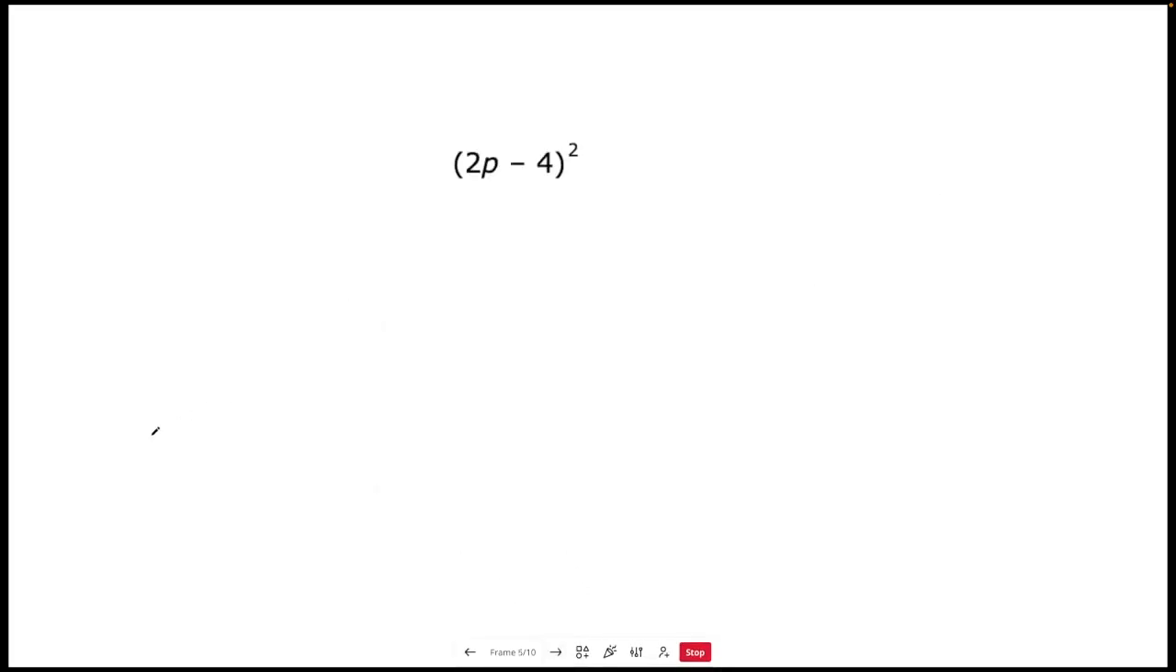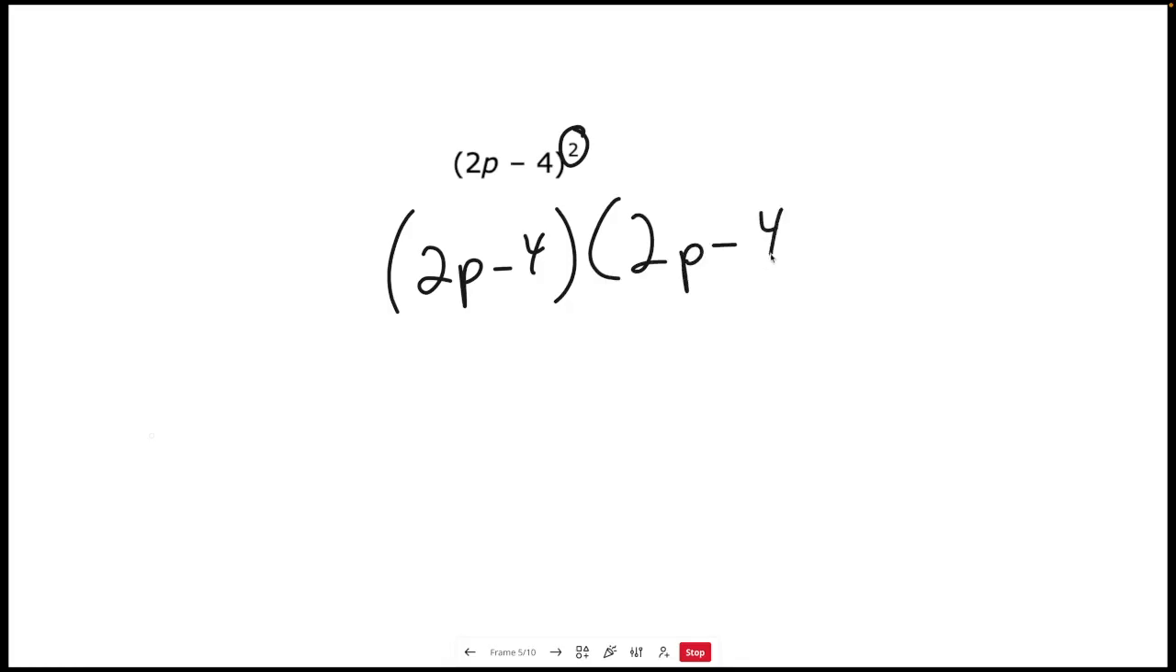All right, for this problem, let me talk about the most common mistake here. Most students see this little 2 here, and if you've studied the power rule, they say, okay, I take this 2 and I give it to everything in the parentheses. And that is incorrect. And the reason it's incorrect is because you need to think of this as saying there are 2 of these parentheses. So it's 2p minus 4 and 2p minus 4. All right, that's what that exponent of 2 actually means.